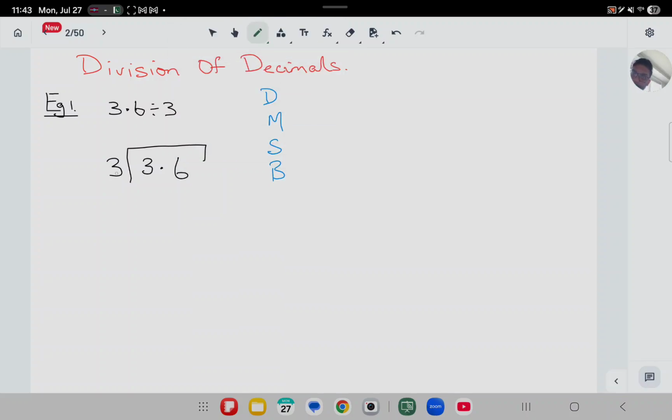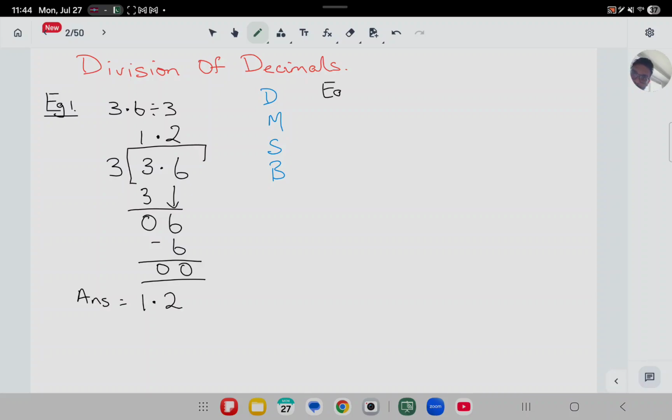So looking at this, we say 3 can go into 3 one time. Then we multiply: 1 multiplied by 3 is 3. Then we subtract: 3 take away 3 is 0. Then we bring down. But before we divide again, we remember to bring up the point, so we put the point back in the quotient. Now we say 3 can go into 6 2 times. 2 multiplied by 3 is 6. 6 take away 6 is 0. So our answer here would be 1.2.